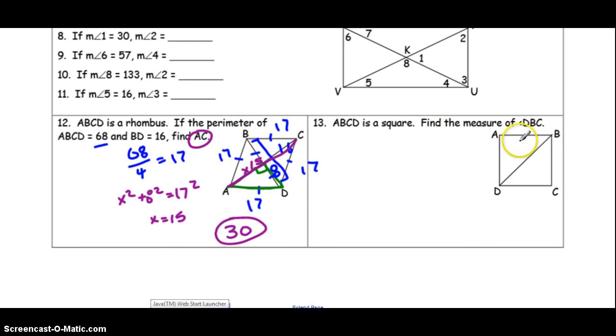Let's end on a high note with question 13. ABCD is a square. Find the measure of angle DBC right here. Since a square is a type of rectangle, we know that this is going to have a 90-degree angle right here, the right angle. Since the square is also kind of a rhombus, we know that the diagonals bisect each other, or these two will be equal. So in a square, 90 degrees bisected, or divided by 2, leaves us with two 45-degree angles. So DBC is 45 degrees.